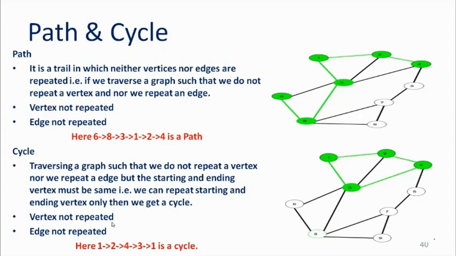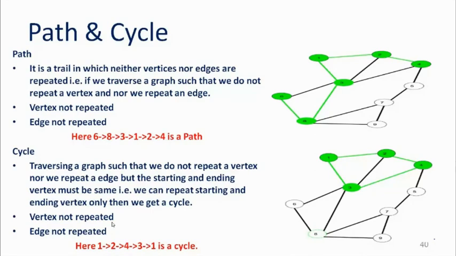A path is a trail in which neither vertices nor edges are repeated. That is, we traverse a graph such that we do not repeat a vertex nor an edge. Once it is passed, it is passed only. You have to go in the shortest path and reach the destination. Vertex is not repeated and edge is not repeated. Here, the example path shown is 6, 8, 3, 1, 2, 4 in the neighboring graph.